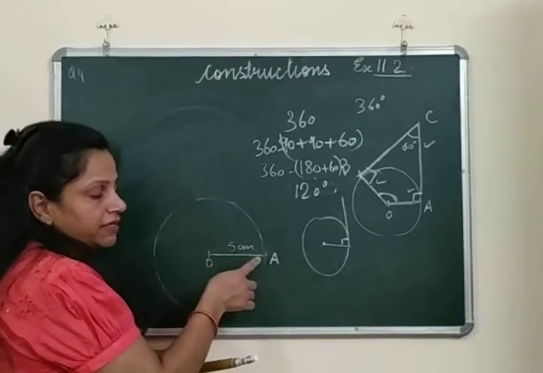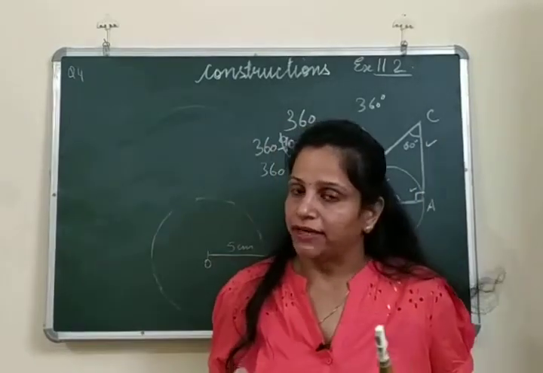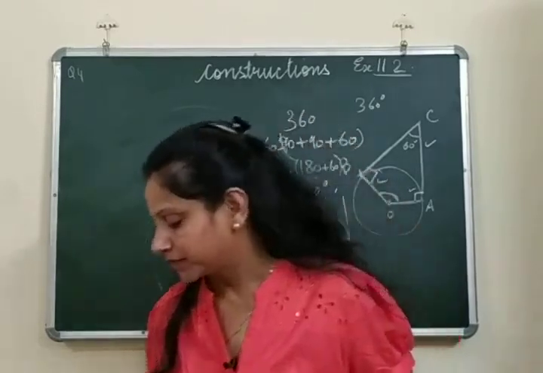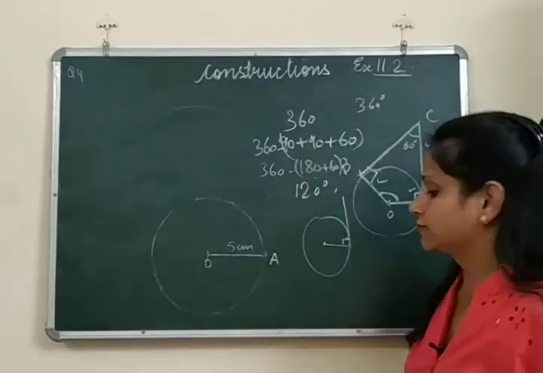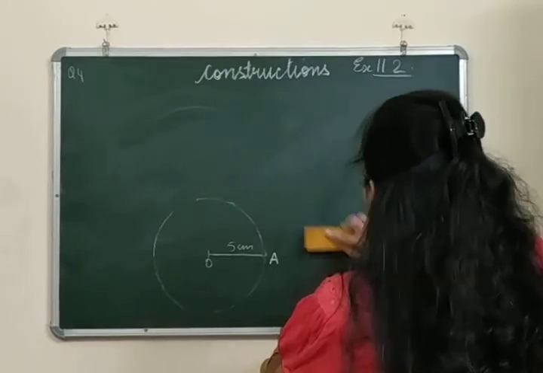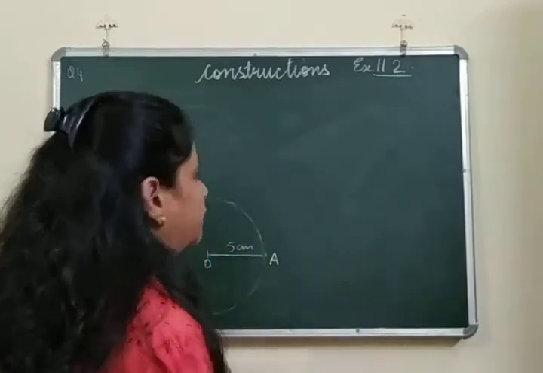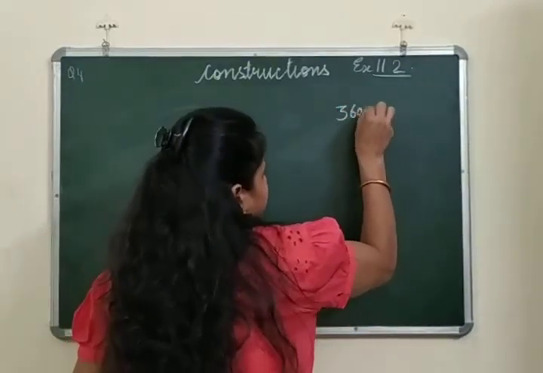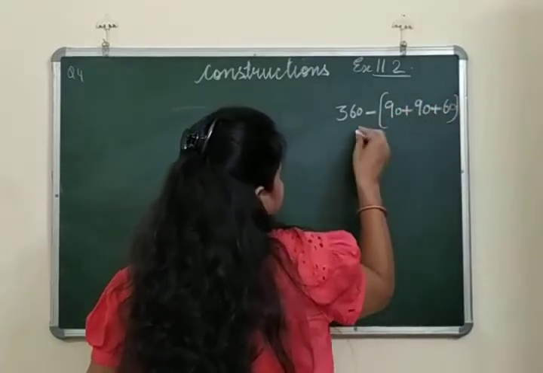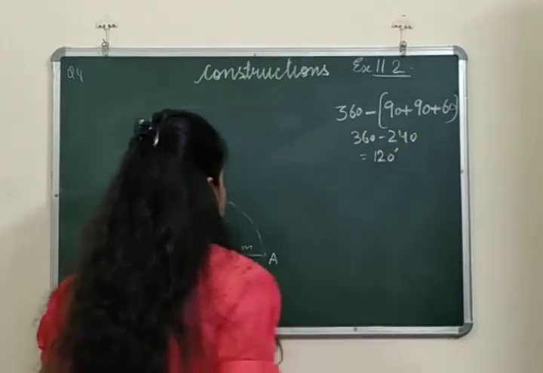And then at this point we will be making an angle of 90 degree. At the second point we will be making an angle of 90 degree. They will intersect at one point. That point will be the point of intersection of the tangents, right? So what we have to do first of all is make an angle of 120 degree at O. And now I hope you know why we are making an angle of 120 degree. Why are we taking 360 minus 90 plus 90 plus 60? So it is 360 minus 240, that is 120 degree.